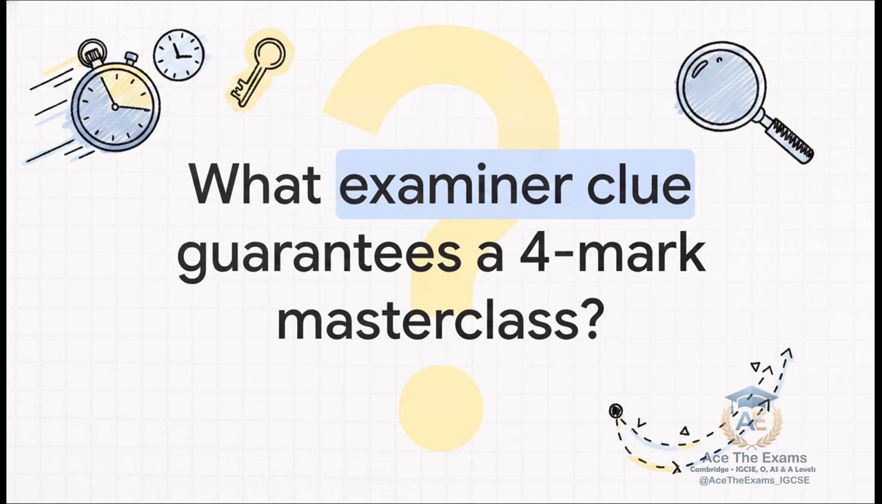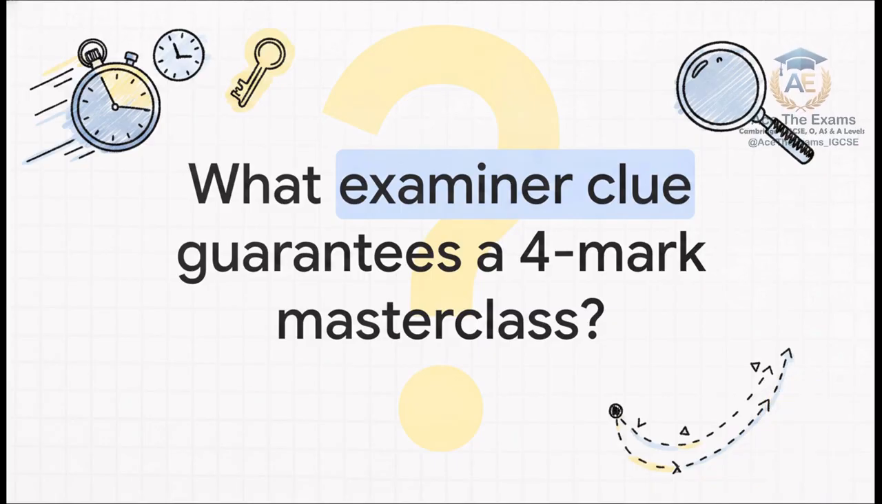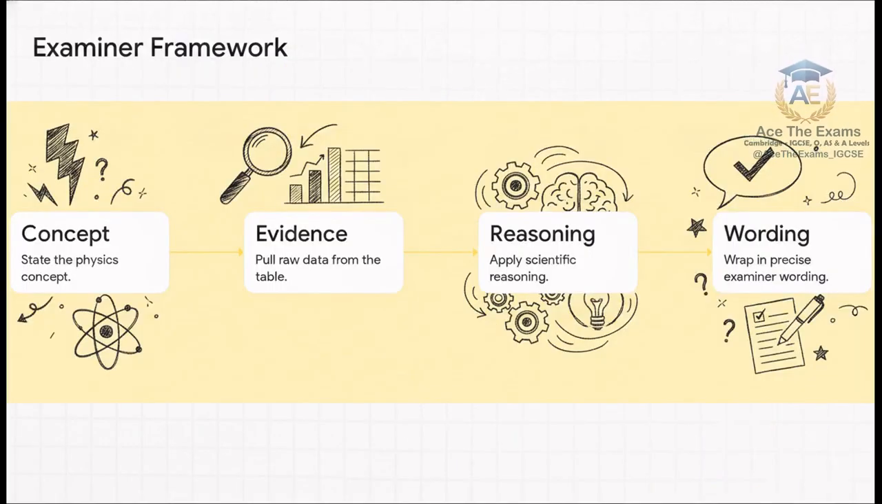But I'm warning you, clicking away from this explainer now means missing the exact framework that pretty much guarantees those top bands. You need to see this. Okay, here's that secret. This is the core 4-step matrix framework. When you're asked to analyze motion, you can't just state a fact and hope for the best. You have to follow this exact chain.